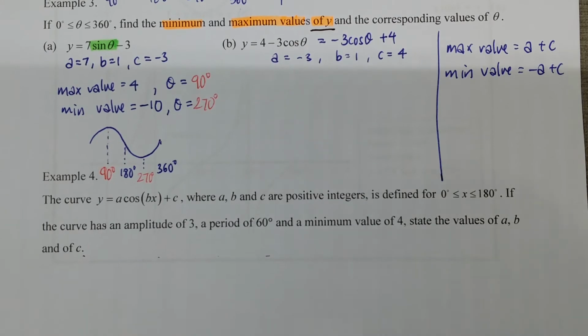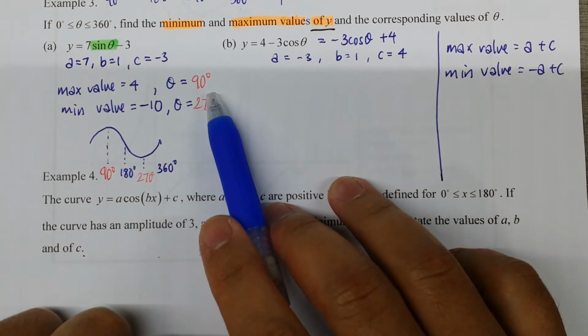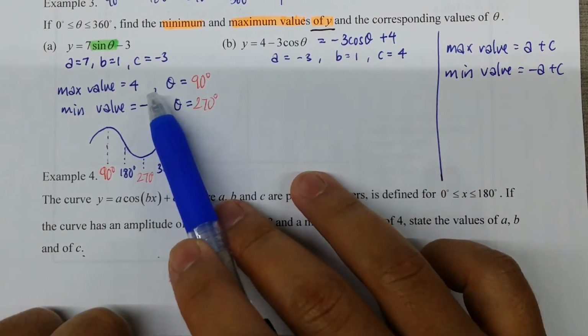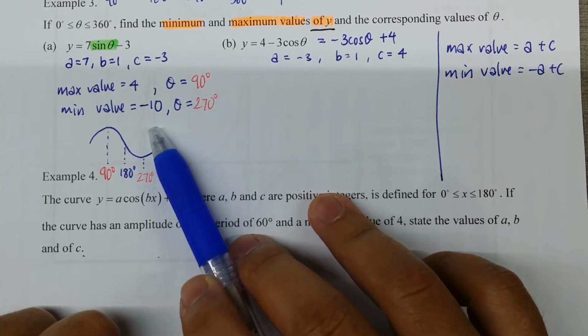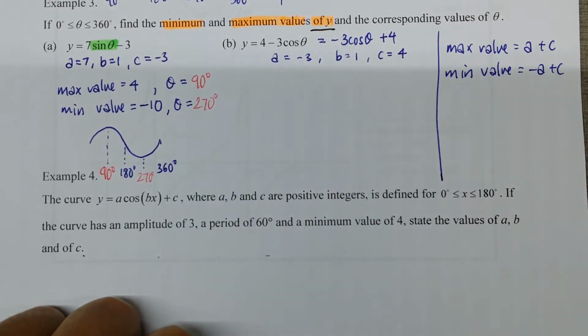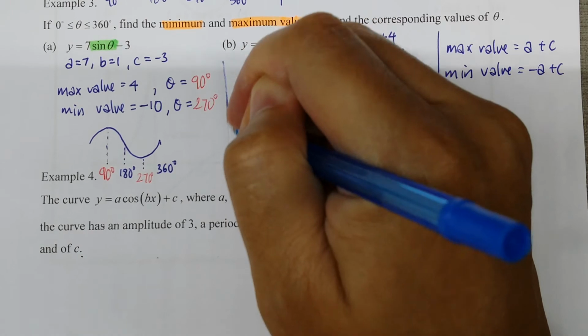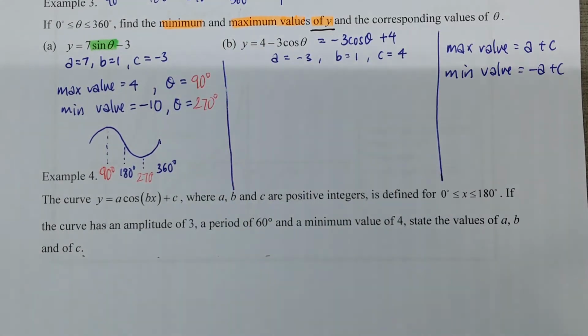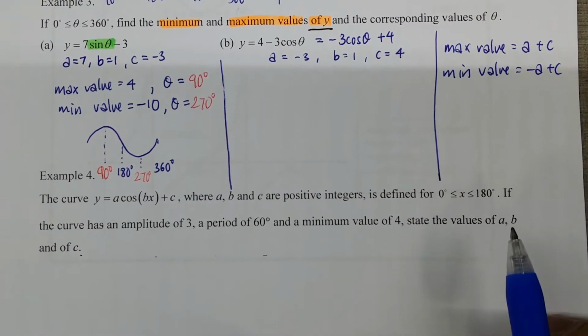If you are confused, please use Desmos and figure out why theta is 90 for the maximum value, and why theta is equal to 270 for the minimum value of y, -10. Please use Desmos. It should be your best friend for now. But you cannot bring your best friend to the exam hall. So learn from your best friend.